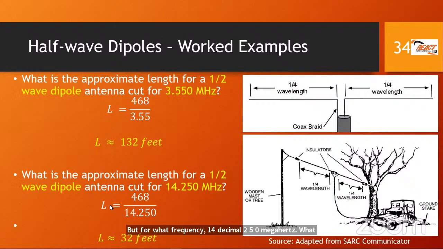Our trusty formula, L is equal to 468 divided by F. So all we have to do is substitute for F what they gave us, the frequency 14.250, in the formula. We use our trusty calculator, numerator 468, denominator 14.250. When we plug that into our calculator, we should get approximately 32 feet. So again, this is what it looks like diagrammatically, and this is what it looks like if we were to actually do an installation physically.